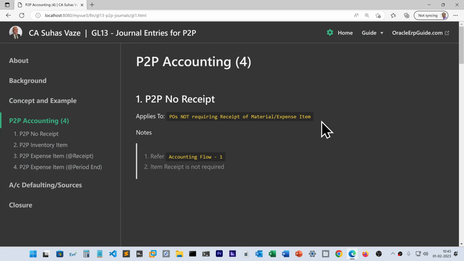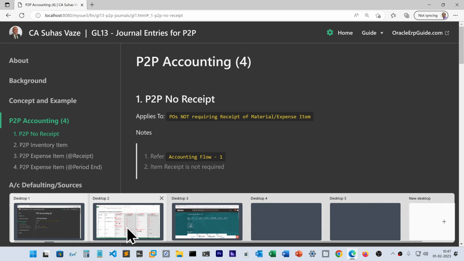Now let us see what are all the journals created in P2P accounting. We have divided it into 4 cycles. Our first cycle is P2P with no receipt, no material receipt, no service receipt. And for this we are going to refer to accounting flow 1. The item receipt is not required in this flow. So let us go to accounting flow 1 in our spreadsheet.